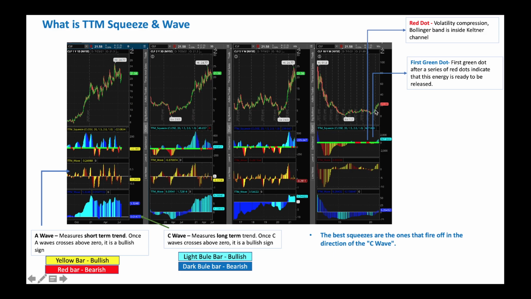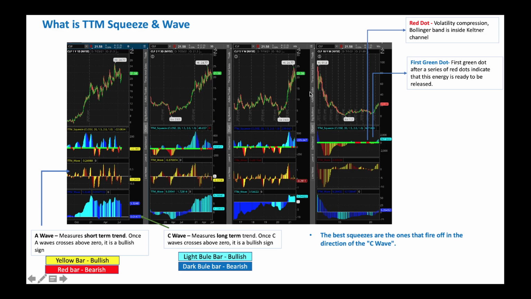John Carter says, don't sweat too much. Look at where the wave is. If the wave is above zero, then it's bullish. If it is below zero, it's bearish. But many folks will look at the direction of the wave and see if it's curving up or curving down. If it's curving up, it's a positive sign. You can try to get in before the trend happens in those scenarios, if you so choose. So that's a quick explanation of the TTM squeeze and TTM wave.